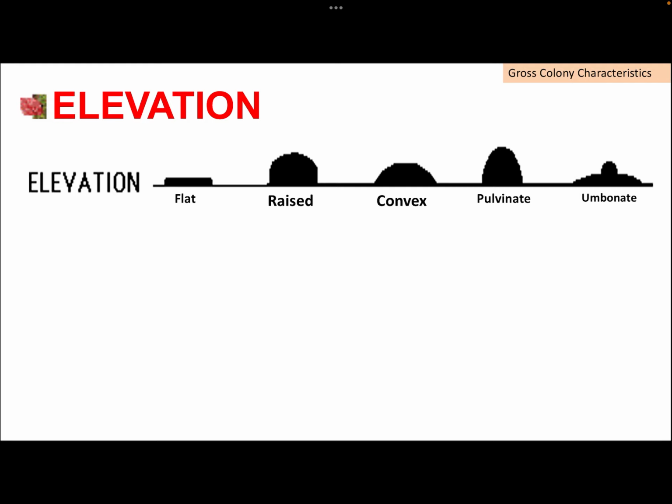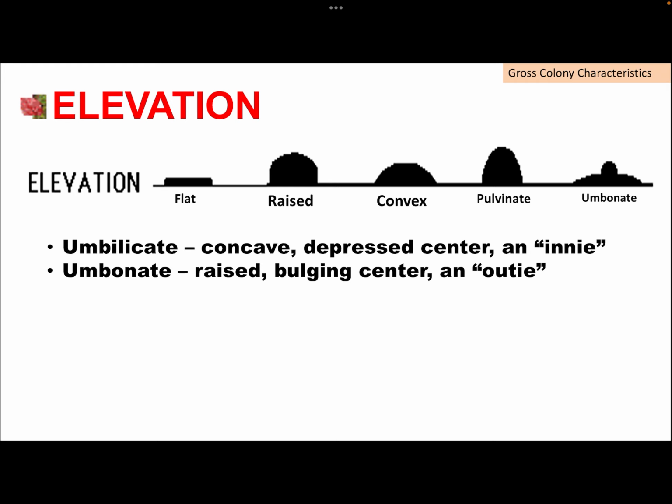Another thing, elevation. You look at the colonies. Is it flat, raised, convex, pulvinate, or umbonate? I have mentioned umbilicate. Do you remember the microorganism that is umbilicate? An alpha hemolytic microorganism that I presented to you earlier. That is Streptococcus pneumoniae. So umbilicate is concave, depressed at the center, an innie.